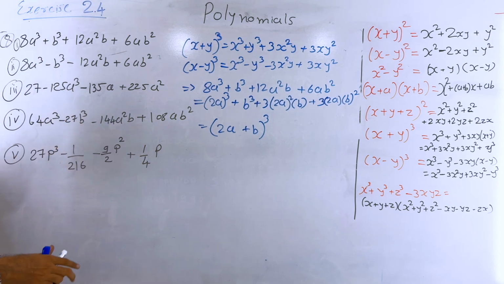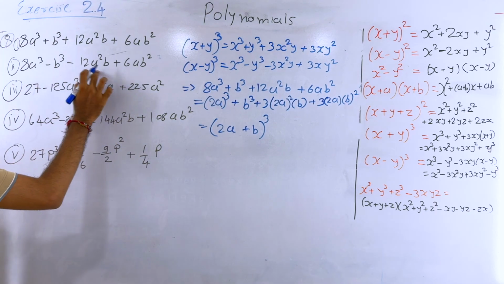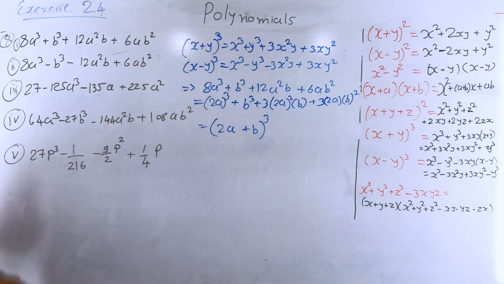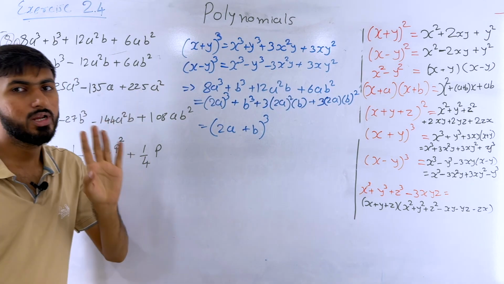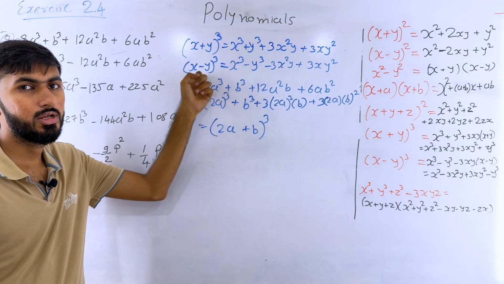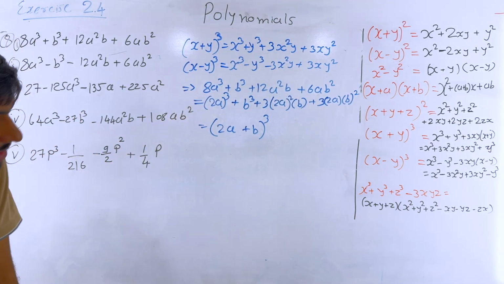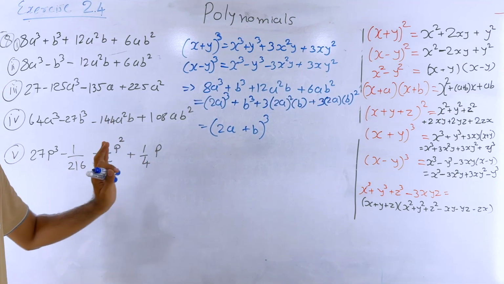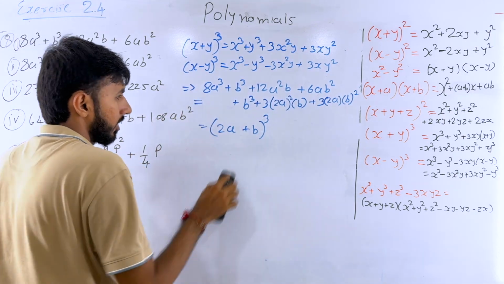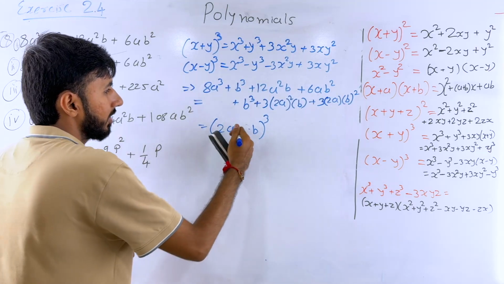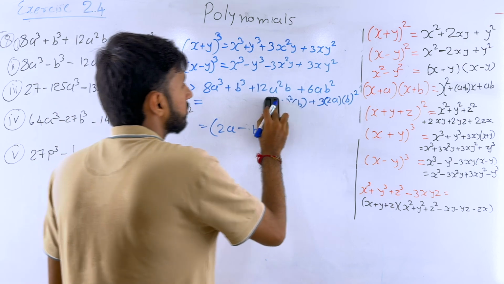Now second one, that is 8a cube minus b cube minus 12a square b plus 6ab square. Only change in sign. Here I have negative signs, so it is very clear that I have to use the identity (x minus y) cube equals x cube minus y cube minus 3x square y plus 3xy square. So I just have to change the sign. So let me do it. I know my answer will be (2a minus b) cube, and you should also know why my answer will be this.